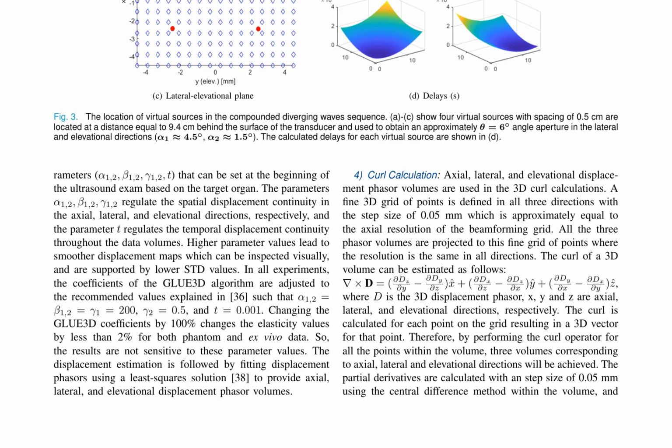The curl of the 3D volume is estimated using partial derivatives of the displacement phasor in axial, lateral, and elevational directions, resulting in 3 volumes that provide insights into tissue mechanical properties. The method's accuracy is demonstrated through experiments on phantoms and ex vivo data, showing that changes in GLUE 3D coefficients by 100% result in elasticity value changes of less than 2%, indicating robustness to parameter variations. This technique can accurately estimate tissue displacement and mechanical properties, making it a valuable tool for diagnostic imaging applications.